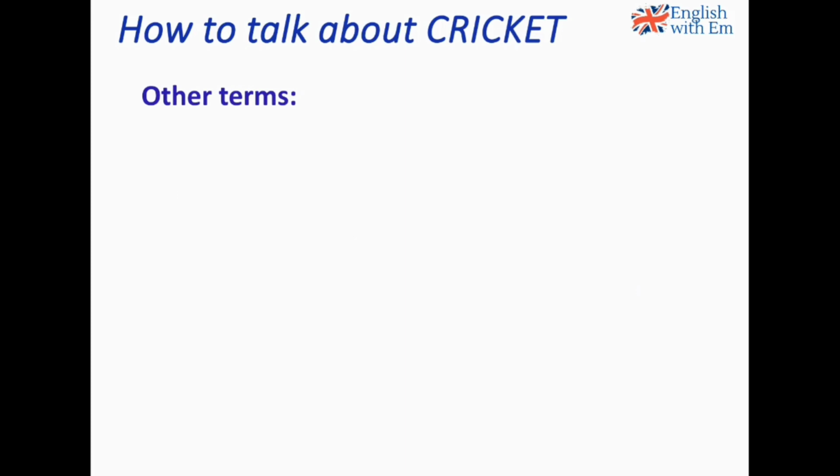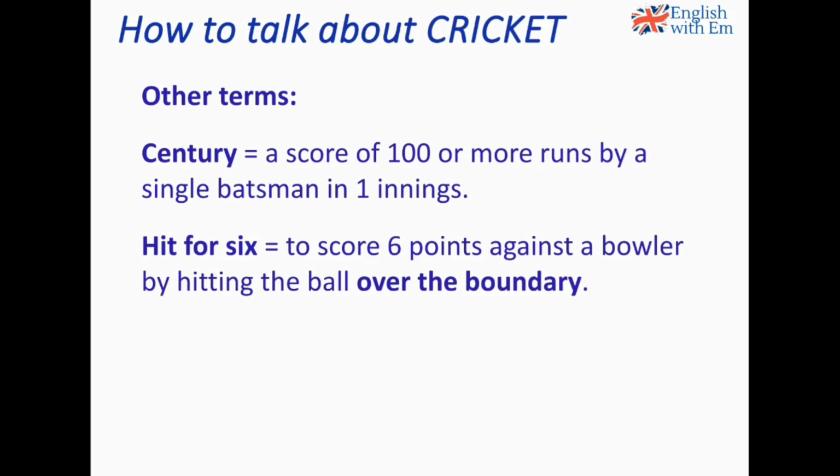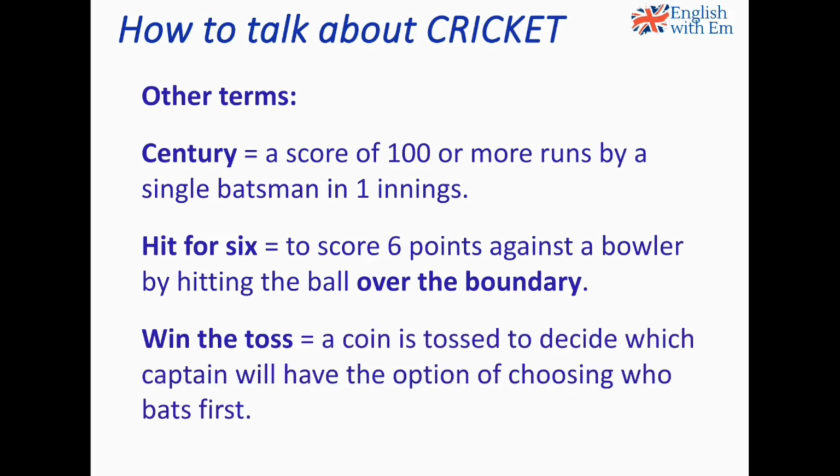Now, other terms that are important. A century. This is a score of 100 or more runs by a single batsman in one innings. Hit for six. To score 6 points against a bowler by hitting the ball over the boundary. Win the toss. A coin is tossed to decide which captain will have the option of choosing who bats first. Apparently it's very important to win the toss, and you have a better chance of winning, so I'm told, if you bat first.